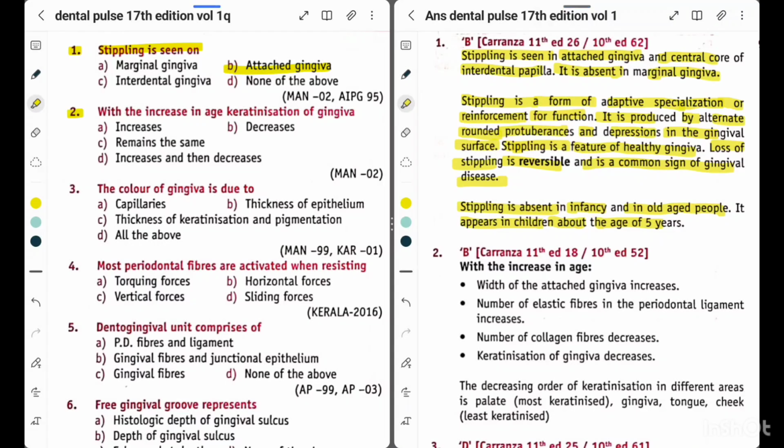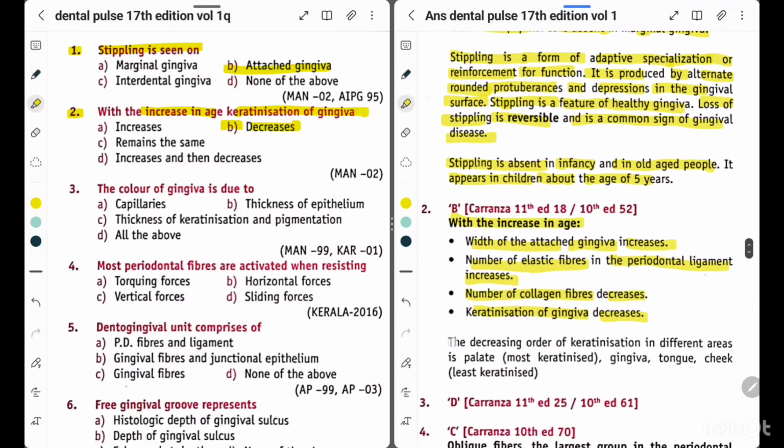Now question 2. With the increase in age, keratinization of gingiva: does it increase, decrease, remain the same, or increase and then decrease? So its answer is option B, decreases. Explanation: with the increase in age, width of the attached gingiva increases, number of elastic fibers in the periodontal ligament increases, number of collagen fibers decreases, and keratinization of gingiva also decreases.